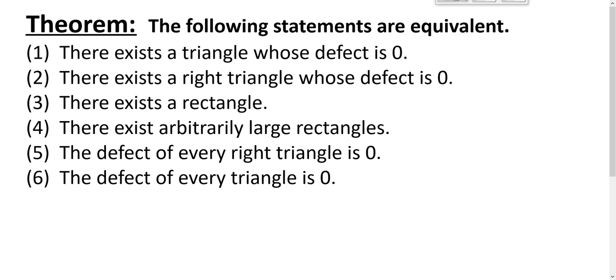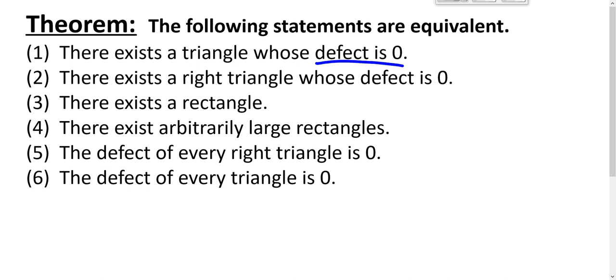And basically what we're going to establish is if defect is 0, then there exists a rectangle. And if there is a rectangle, then defect is 0. And again, if the defect is 0, then the angle sum of a triangle is 180. And if the angle sum of a triangle is 180, then we are in a Euclidean geometry. The really crazy thing is if there's any triangle in your geometry whose defect is 0, then every triangle in your geometry has defect 0.